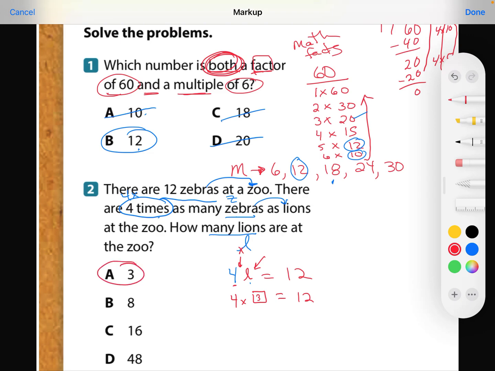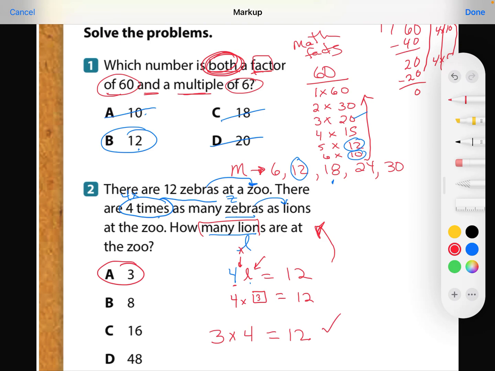I think it's going to be A. It says how many lions. So let's work it backwards. If there are actually 3 lions like we think, and there's 4 times as many zebras, and we know that there are 12 zebras, and we worked it the opposite direction and went back to our thinking, yes, we did do it correctly. Mr. Sharp kind of started off a little sketchy this morning, but that happens sometimes.